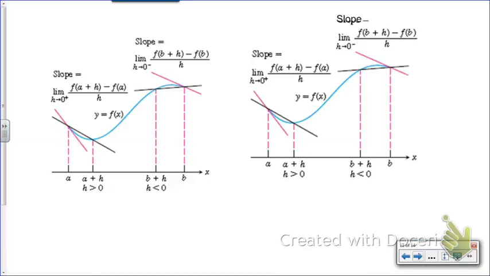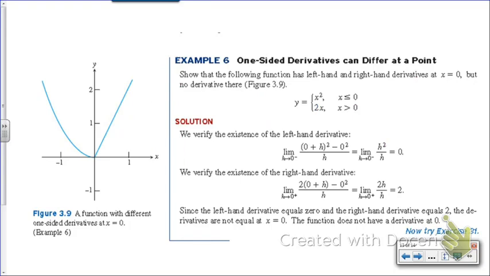Here's an example of what it looks like to have a limit as h approaches 0 from the right versus the limit as h approaches 0 from the left. Here's an example. Our one function is x squared. We're finding the derivative at 0 for each piece of it in the piecewise function. The slope is 0. When we plug in the other point and find the derivative, the slope is 2.